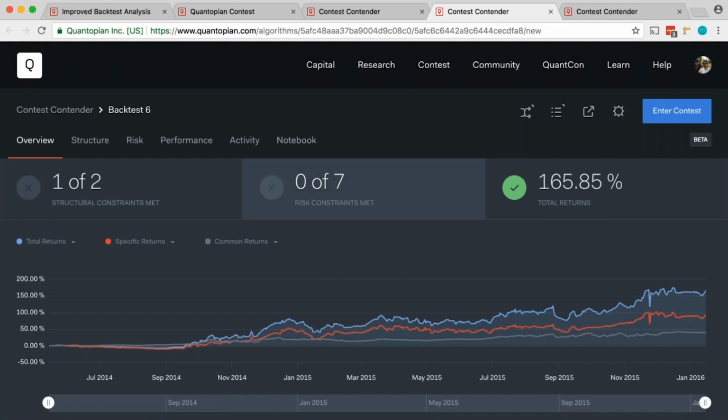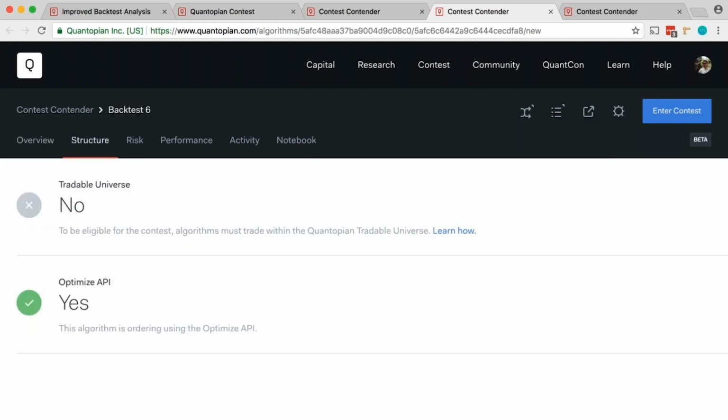We can also see that it doesn't meet any of these risk constraints. It doesn't meet both of the structural constraints. And what does that actually mean? So we can start by clicking into one of them. Let's start with structure. So we can see that this algorithm would not get into the contest because while it does use the optimize API to order, which is the way we recommend that all algorithms place their orders today. So you need to use order optimal portfolio, which this algorithm does.